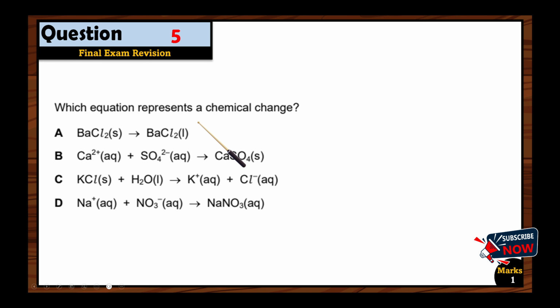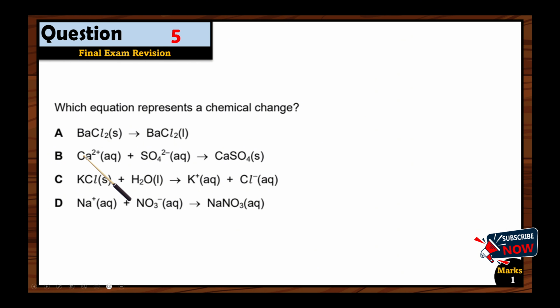Question number 5. Which equation represents a chemical change? So now let's see all these equations one by one. First, BaCl2 is converted into BaCl2, but it is solid and then it changes to liquid. So only the state has been changed, which means that is a physical change, right? So that option is incorrect.